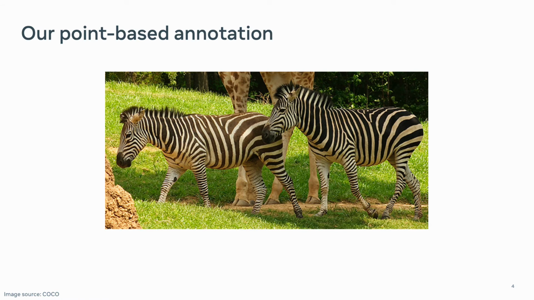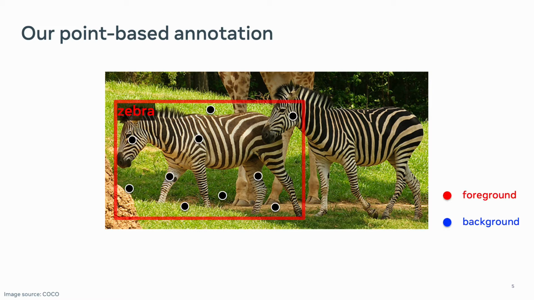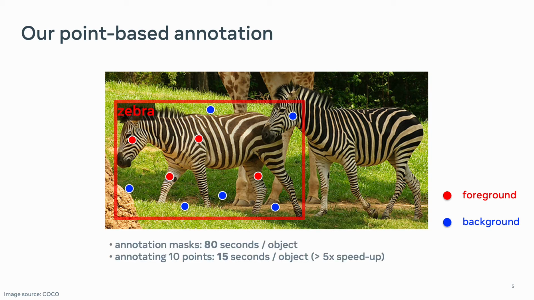In this paper, we propose a point-based instance-level annotation. For each object in an image, we annotate its bounding box first. Then, we uniformly sample several points inside the box. And for each point, we ask a human annotator to verify whether it is on the foreground or background of the object. With 10 annotated points per instance, our point-based annotation is more than 5 times faster to collect than masks.